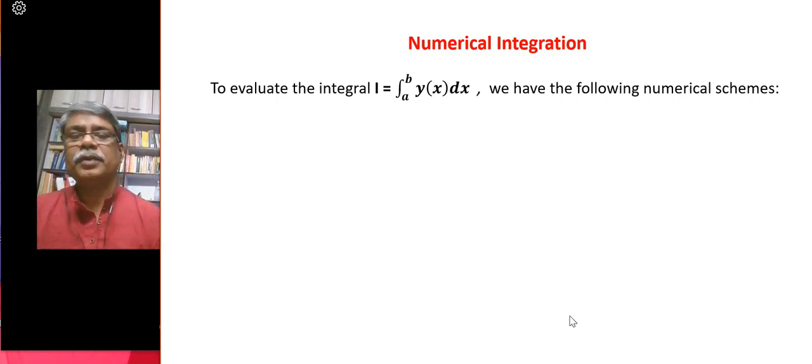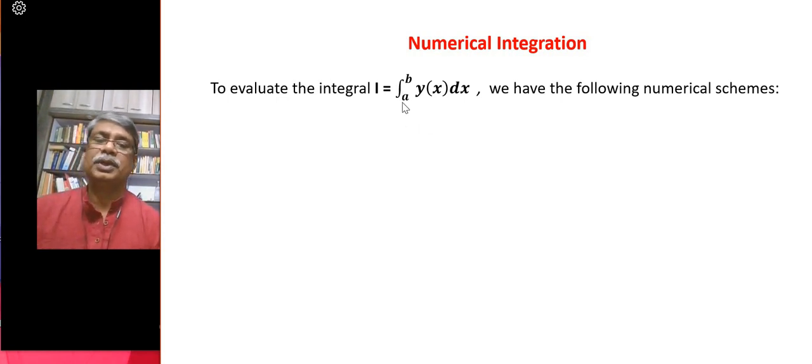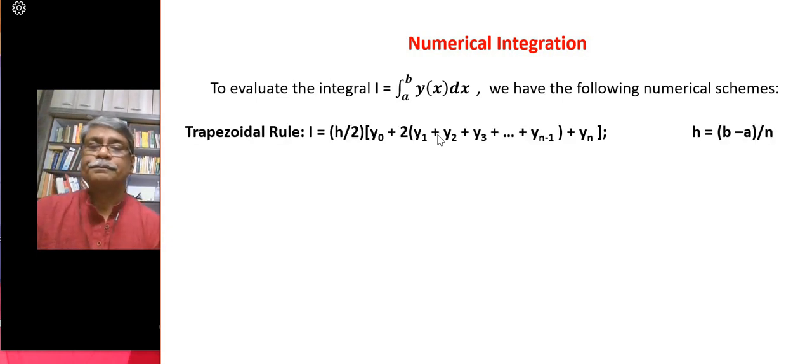In different problems, integration does occur, but its basic form is like this. I is the integral, and you evaluate y(x) dx from a to b. So a and b are the lower limit and upper limit of the variable x, and y(x) is the functional form of y as a function of x. It would differ from problem to problem, and we solve it. That means we evaluate this integral value I.